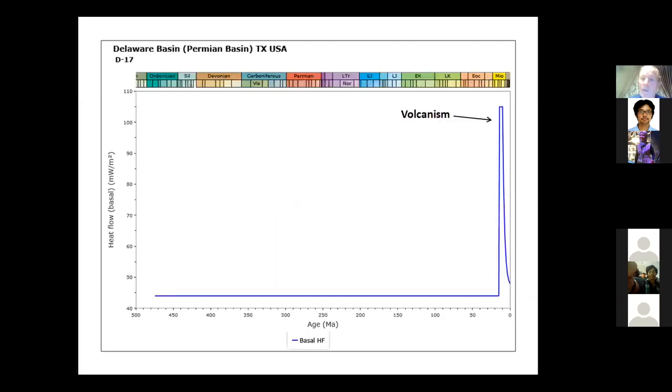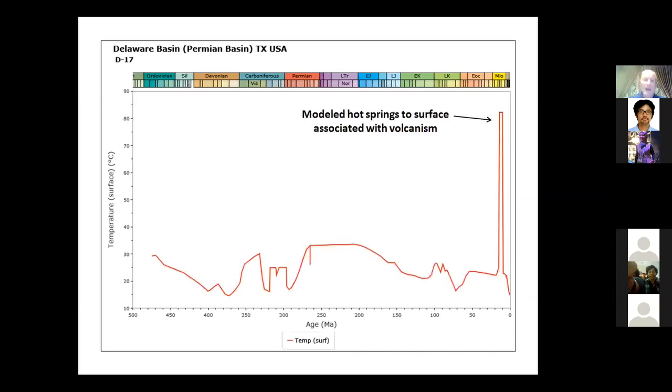And we can throw in some unusual events here. There are ways in modeling to include volcanism, which is an intense but local in time and space event shown here. And we can even model hot springs in which hot water is coming to the surface associated with some kind of volcanism. And so we've shown that period as an excursion from the normal background surface temperature to where near surface rocks are exposed to temperatures of maybe 80 degrees Celsius because you've got hot spring water flowing through them.